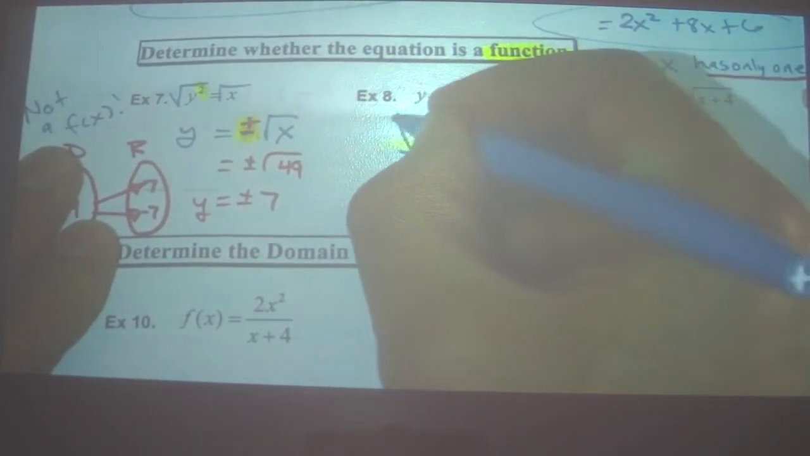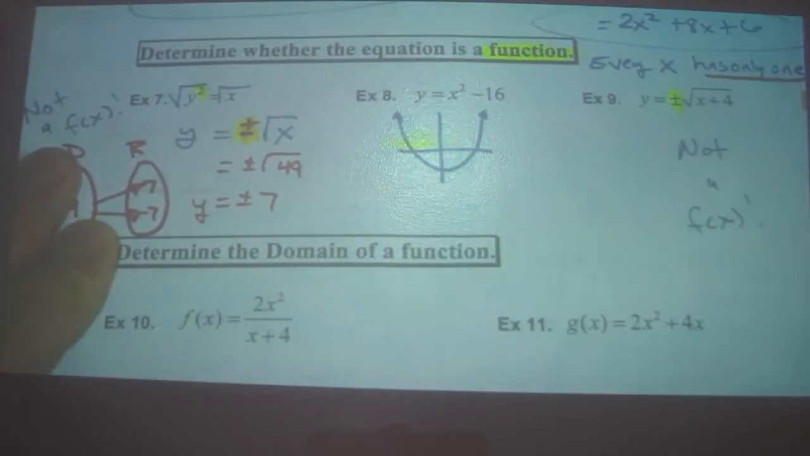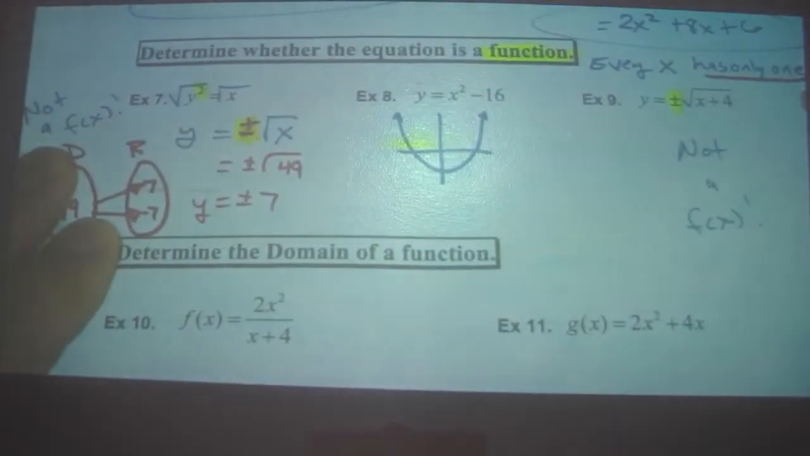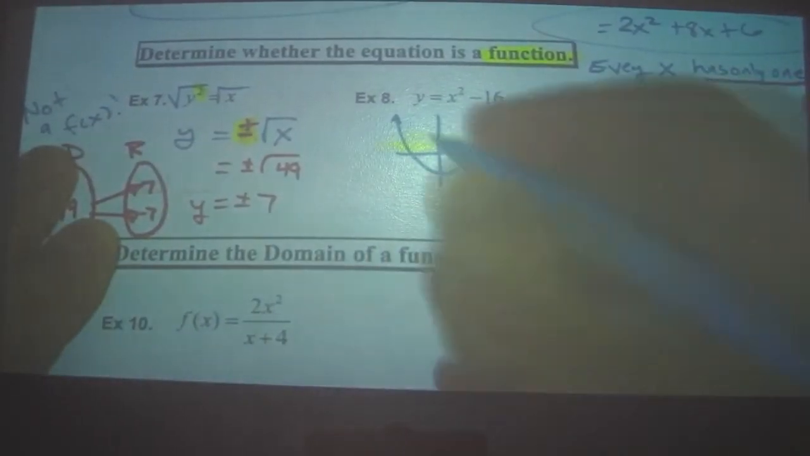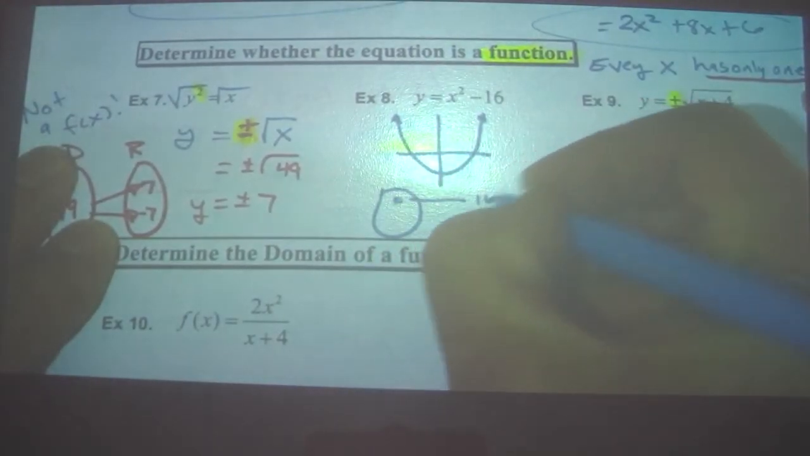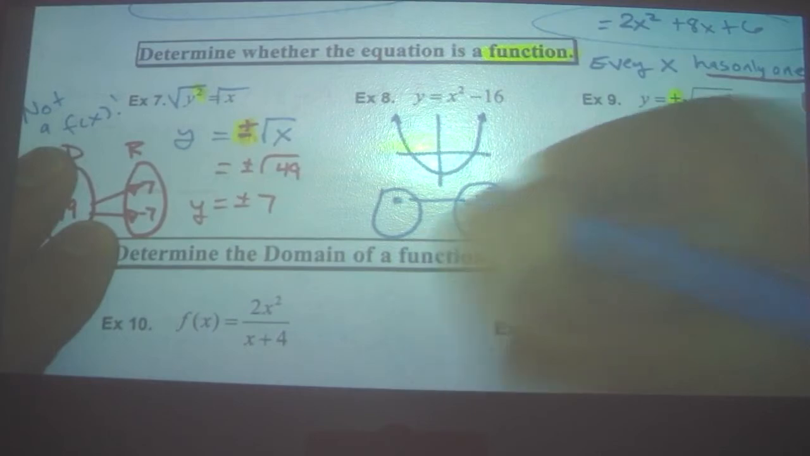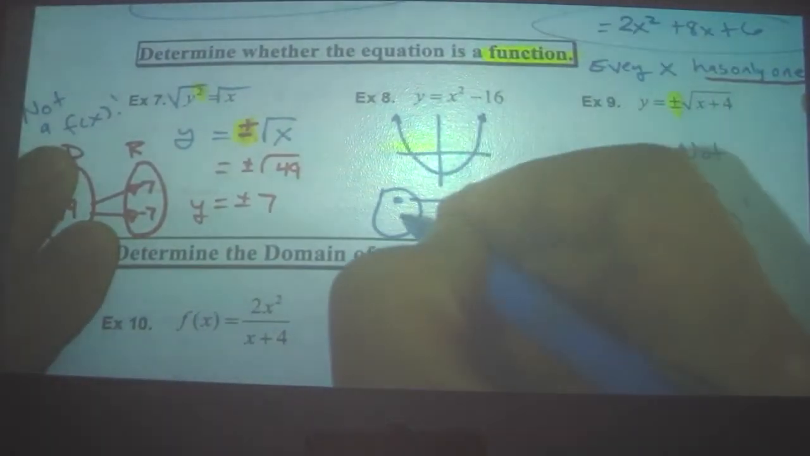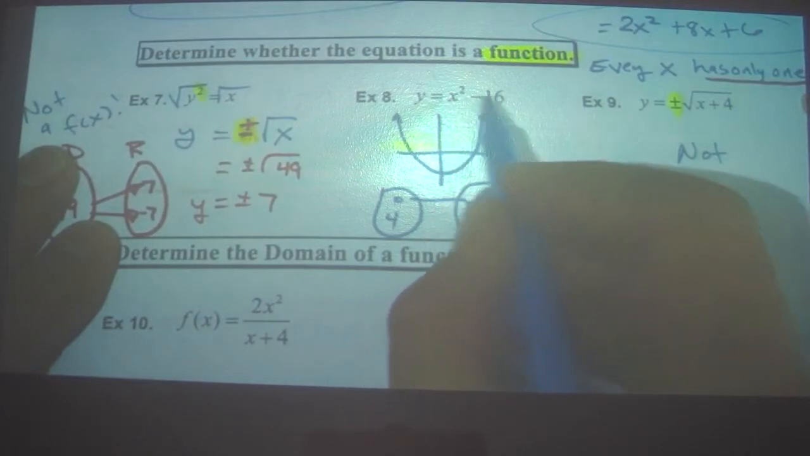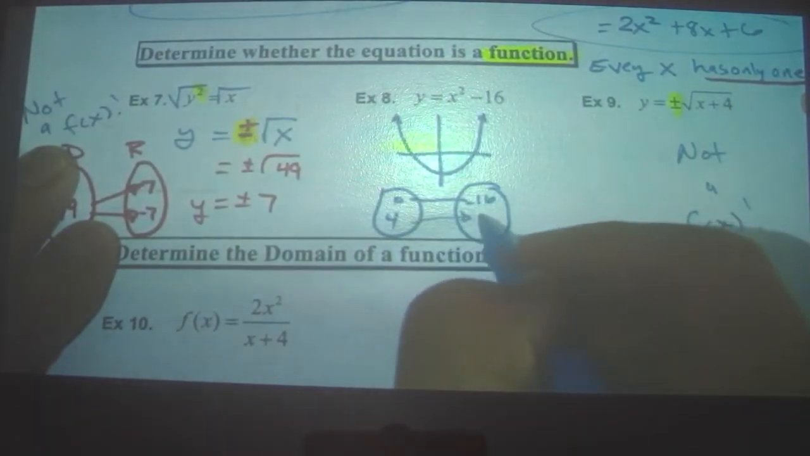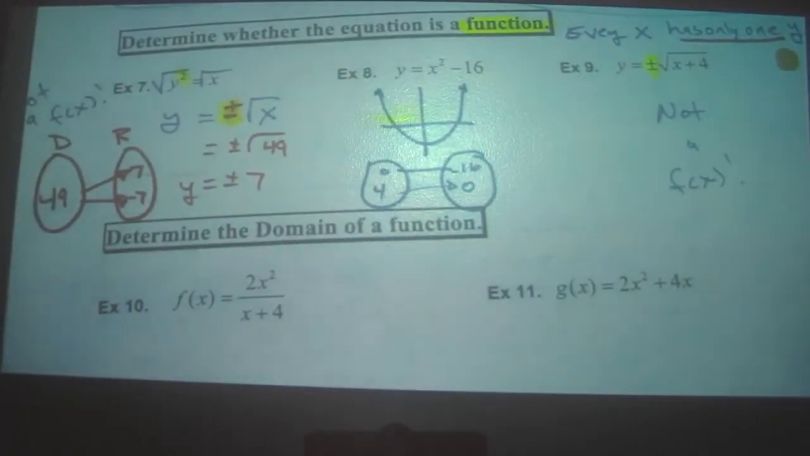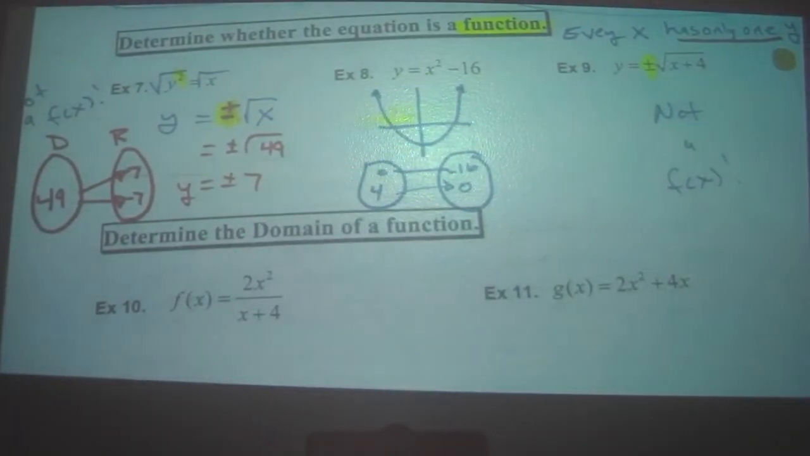If I threw this in my calculator, it's going to graph it. And then I could plug in any x values. I could go second trace value and plug in any x values. If I plug in 0, I'm going to get 16 negative, right? One value. If I plug in 4, 4 squared is 16. 16 minus 16 is 0. And I could keep going and going, and I'm going to plug in any x value and only get one y value.